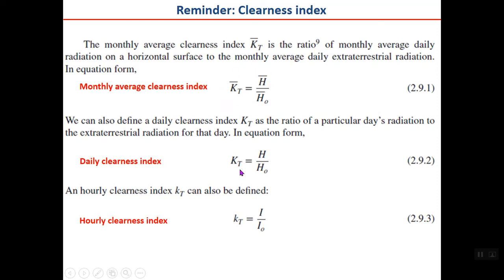It is clear that this one is more accurate, but you will see later that it may be difficult to do the calculation for all days. But in some cases it may be necessary. It may even be necessary to do the calculation for every hour of the day. In this case, an hourly clearness index, k T, can be defined, where k here is in italic form, and it is the ratio of the hourly solar radiation on the Earth's surface to the hourly extraterrestrial solar radiation.